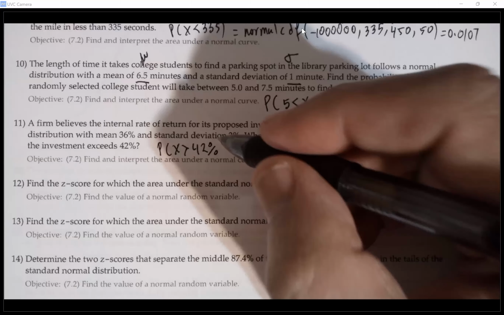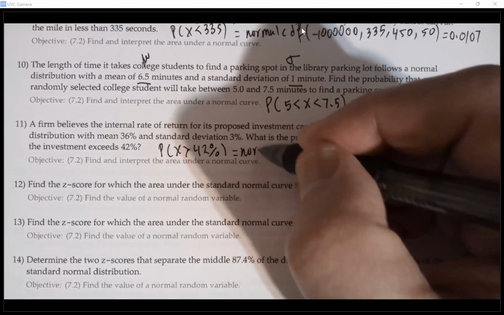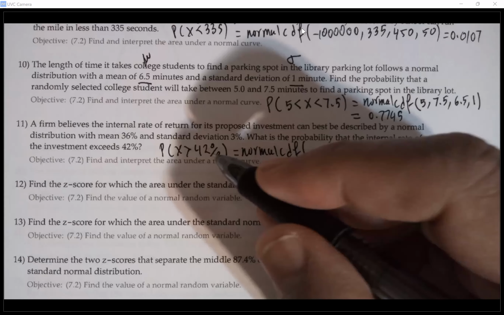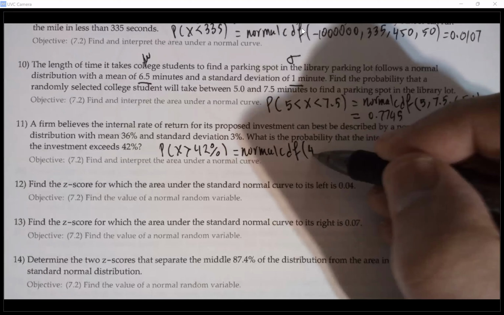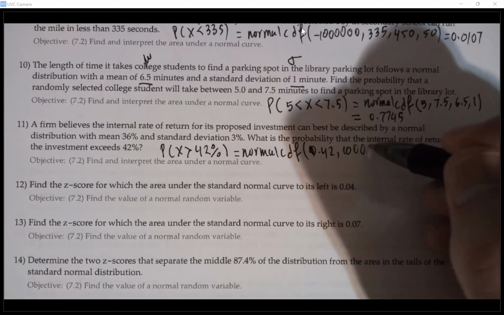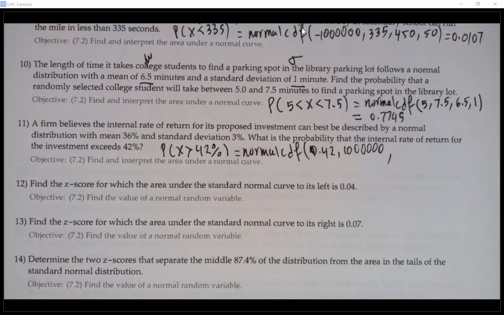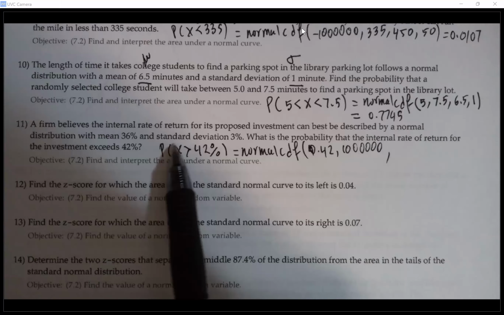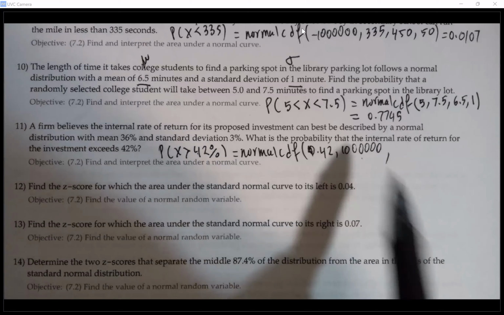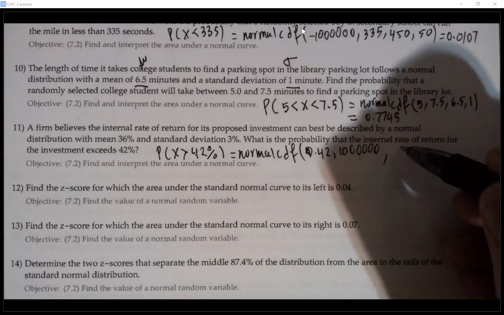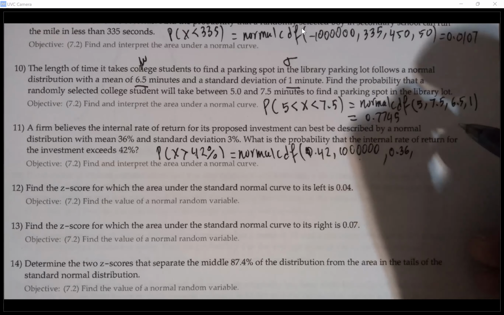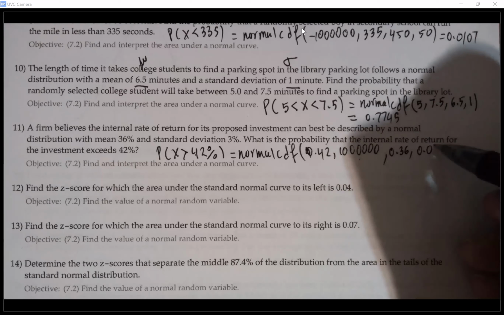So that will be normal CDF. More than, so you begin with 42%, which is 0.42. Then a million, because there is no upper bound. So when you do more than, you start with the number, put it here, and then the next one should be a million or trillion. Just put as many zeros as you want, and then put the mean, which is 36%, 0.36, and then the standard deviation, which is 3%, 0.03.